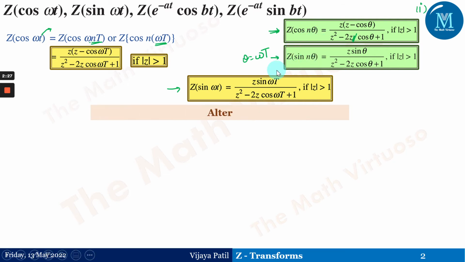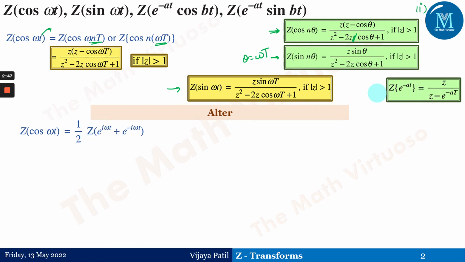Again, alternatively, we can find the Z transform of this function using the traditional way, that is the Z transform of cos of omega t. This cos of omega t can be written as e to the power I omega t plus e to the power minus I omega t by 2. This is where the half comes from. Again, the Z transform of e to the power minus at is nothing but z upon z minus e to the power minus a into capital T. The same formula we can apply here, where the value of small a comes out to be I omega.